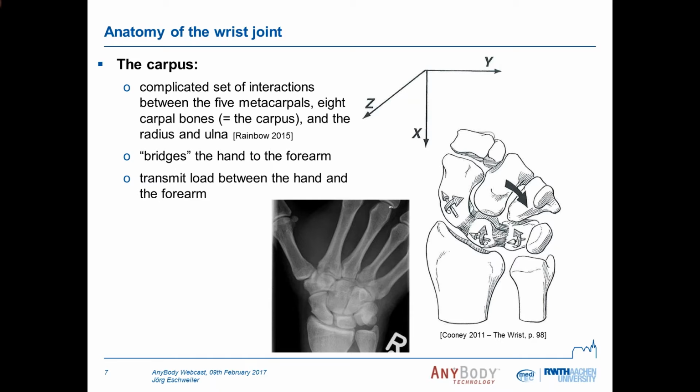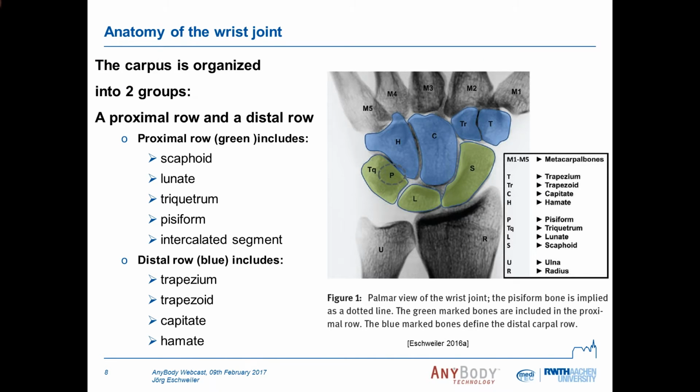Besides the bridging, and to ensure the movement of the hand, the carpus transmits the load between the hand and the forearm. The carpal bones are organized into 2 groups, a proximal row and a distal row. The proximal row interacts with the distal end of the radius and includes the scaphoid, the lunate, the triquetrum, and also the pisiform.